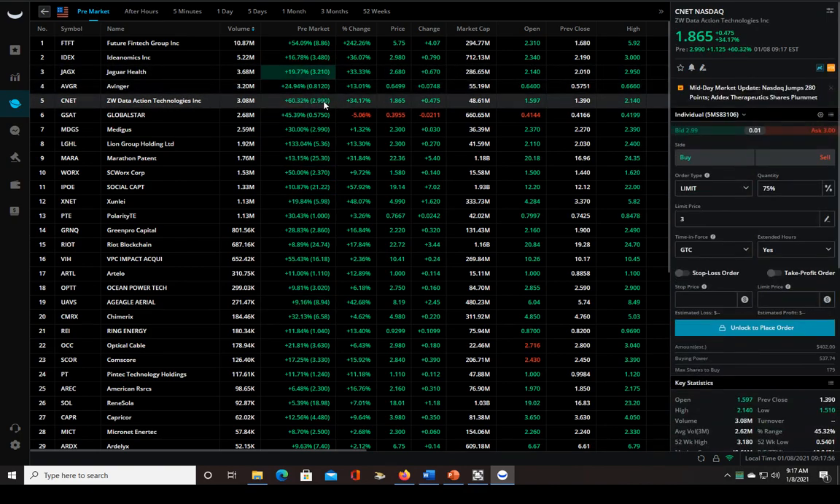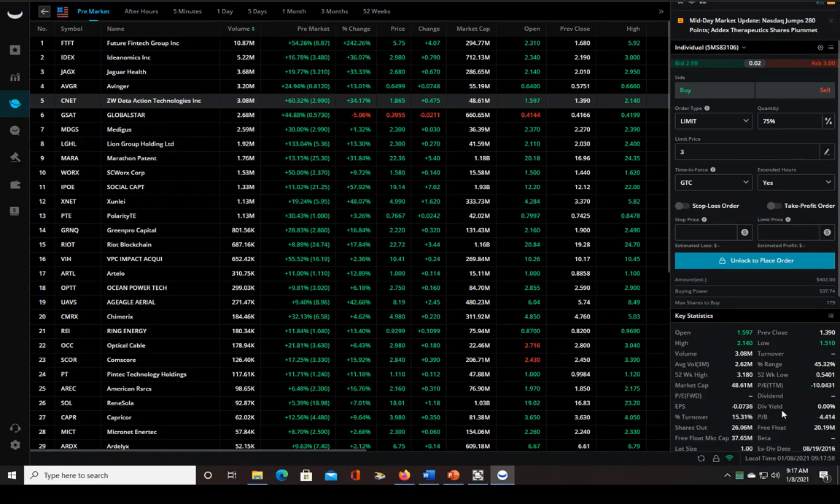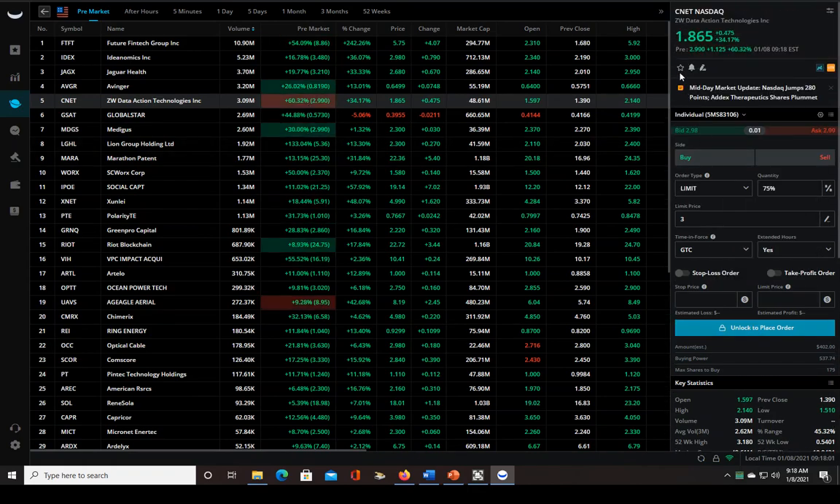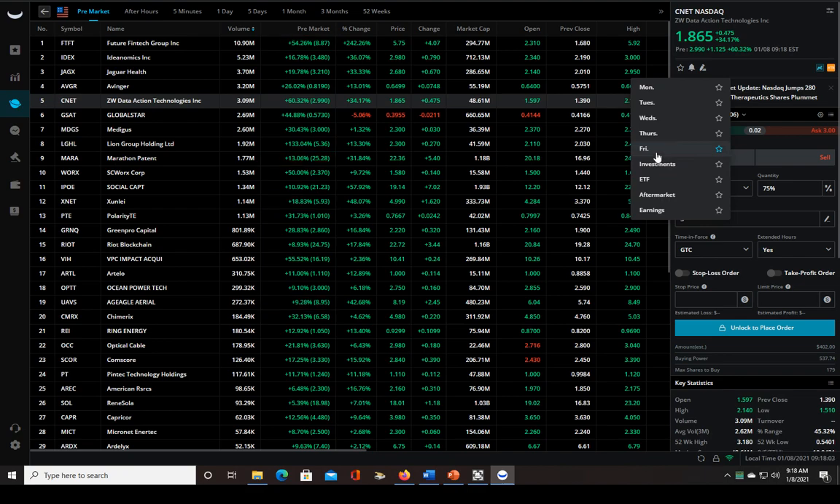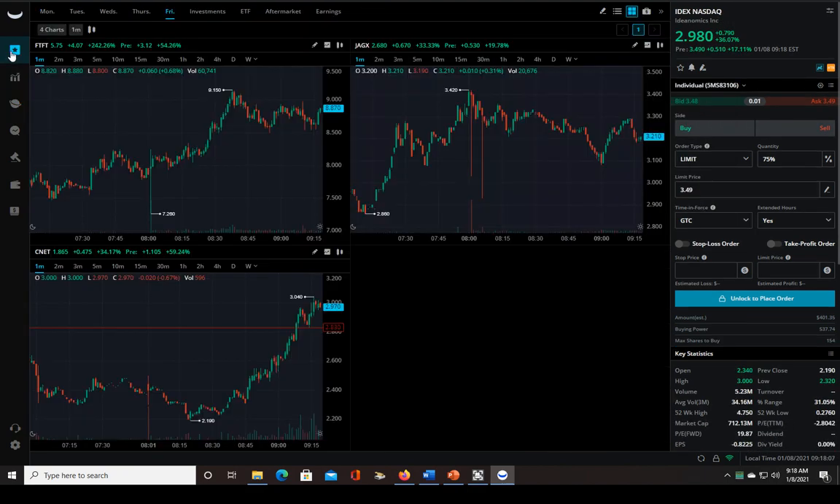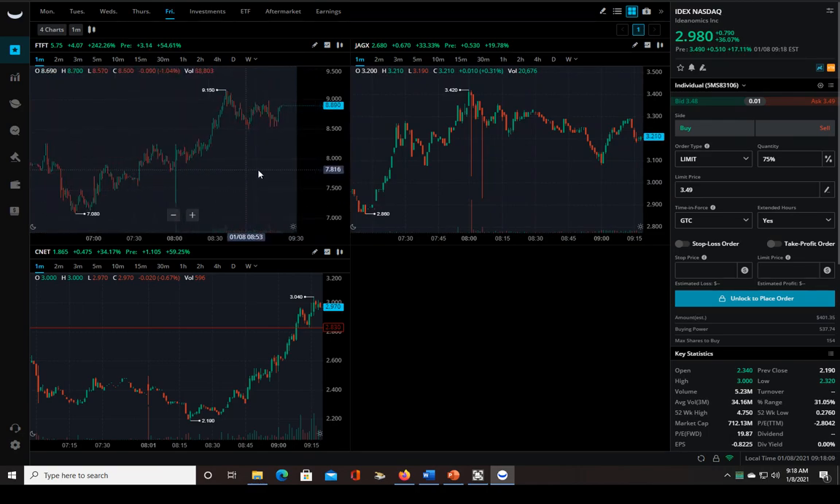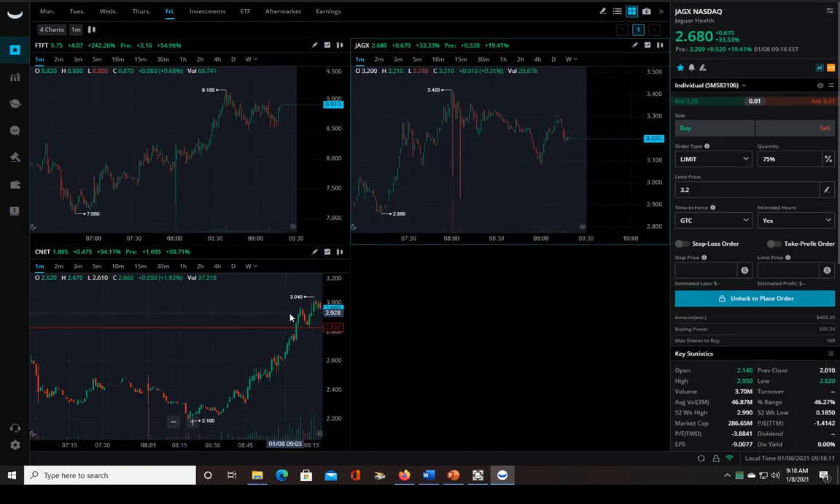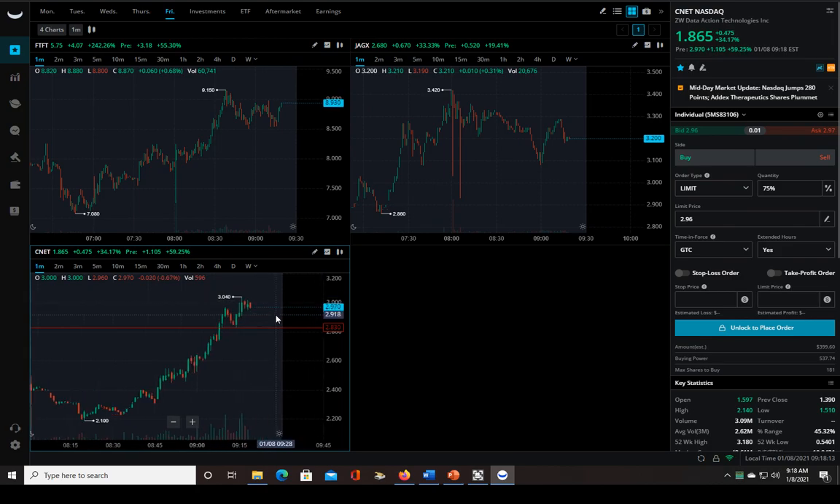Now, so these are in that $1 to $5 range. This is also a low float, so I'm going to put that on the list. That should give us enough just to look at some examples. So these are the 1 minute charts. These are the candlesticks. Let me just get rid of this. This is something old.